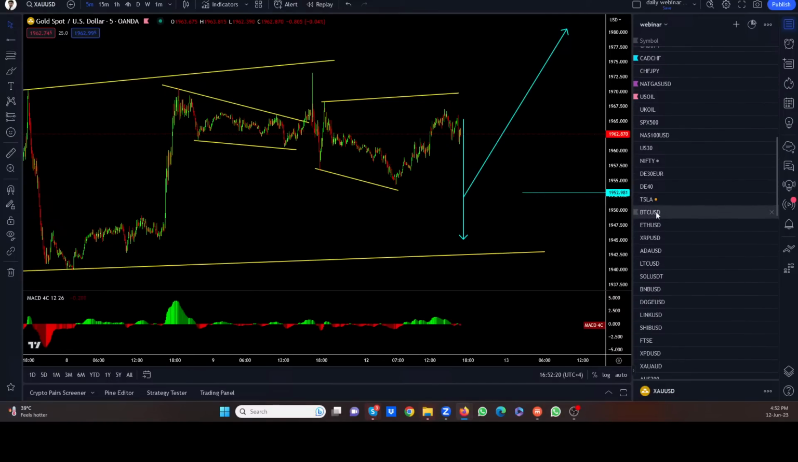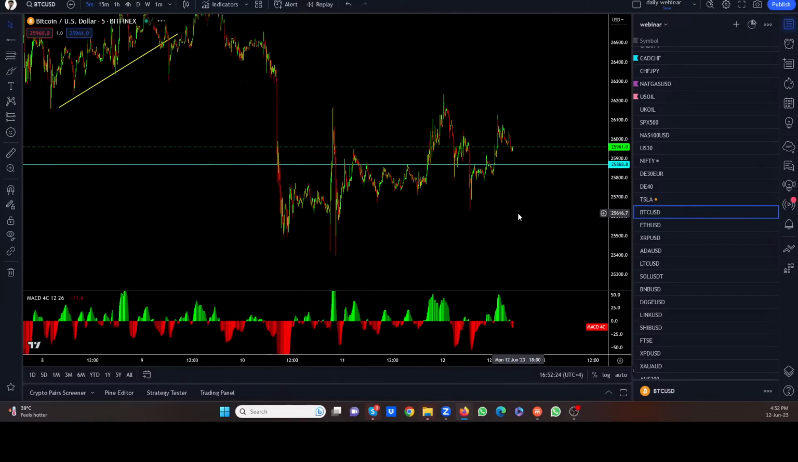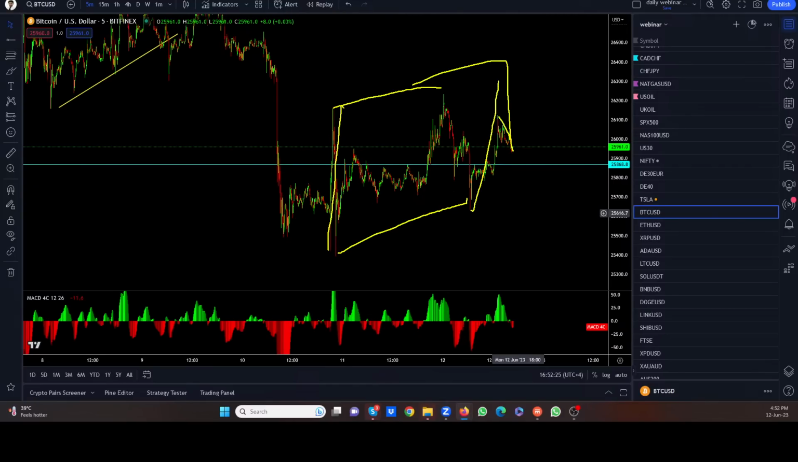Okay, let's go with the cryptocurrencies. Let's see. Bitcoin. It's going up as we expected. That is this piece. And then you need this move up. See that move up there? We need that move up. So there's a good chance it's just going to break this top, and then we're going to drop.